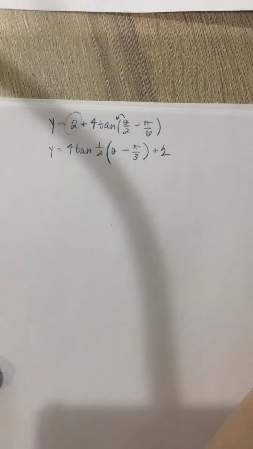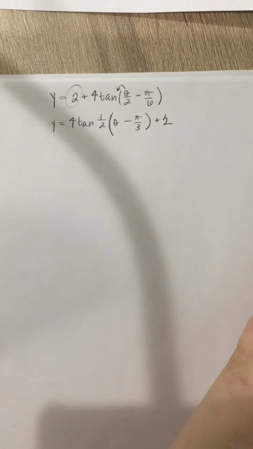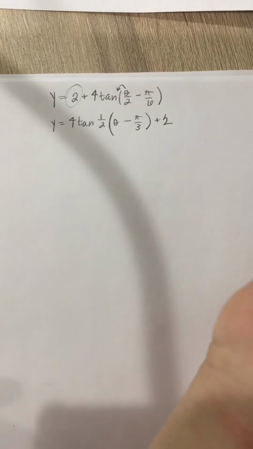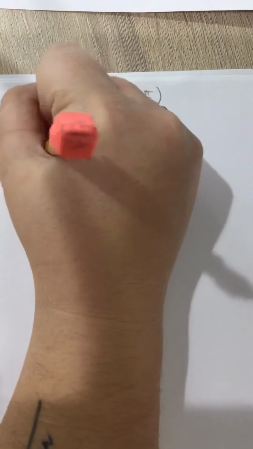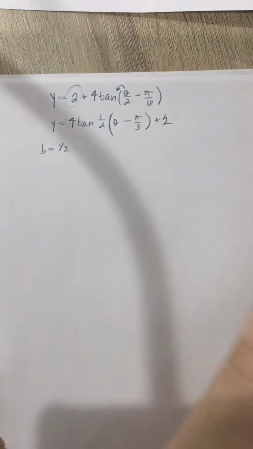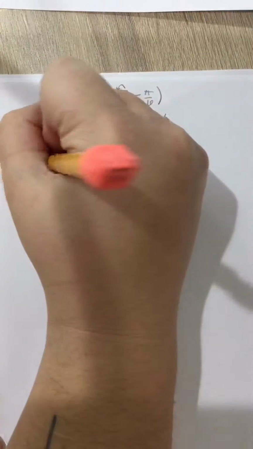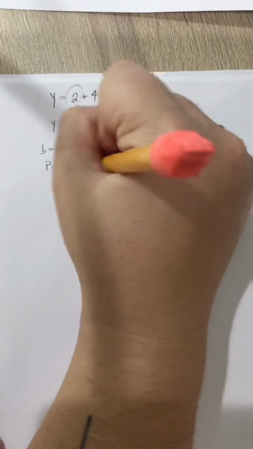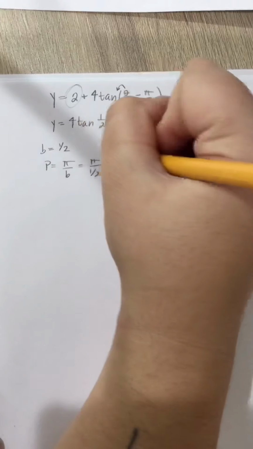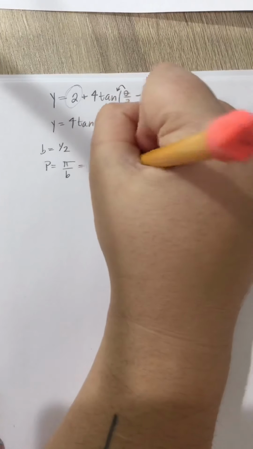So with tangent functions, that just means instead of having our point on the x-axis, we're going to have it at our new midline, which is going to be y equals 2. Okay, so with tangent, we don't need all that much information. We just need that b is equal to 1/2, so that we can find our period, which is pi over b. So pi over 1/2 is going to give us 2 pi.